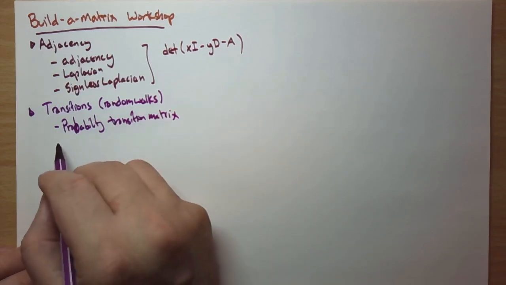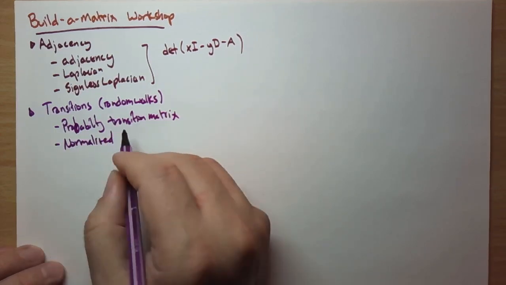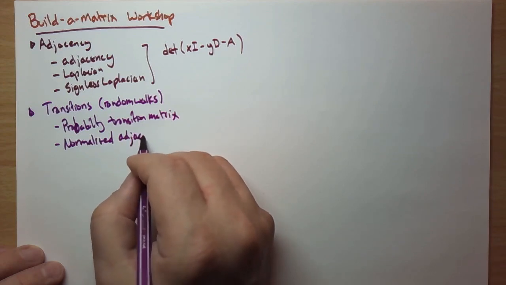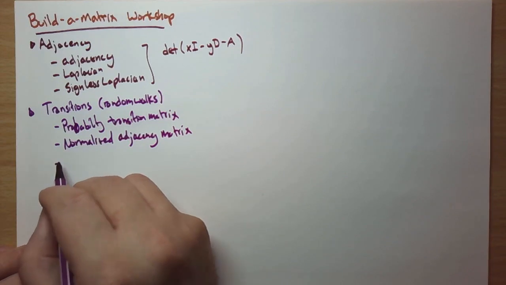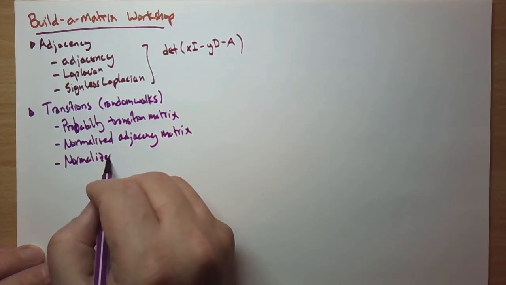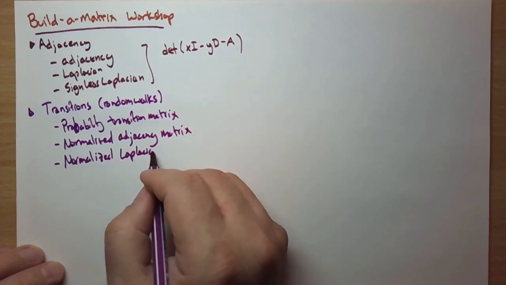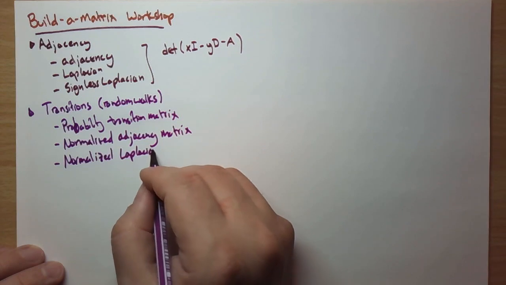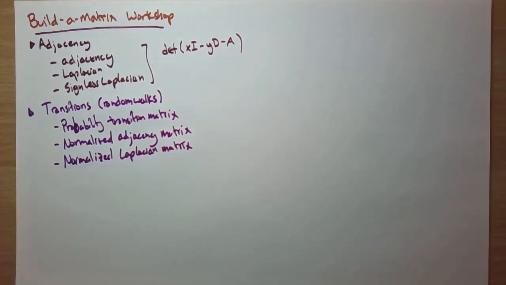One name is normalized adjacency matrix. And another name is the normalized Laplacian matrix. But essentially, for all intents and purposes, they're the same. It's just a matter of what you like. There are reasons to prefer one to the other.